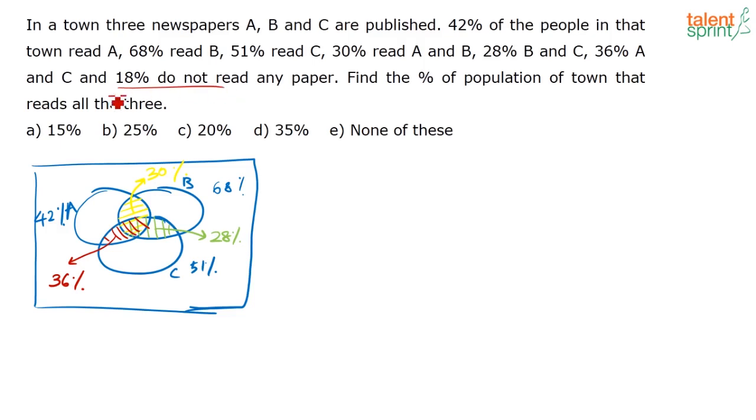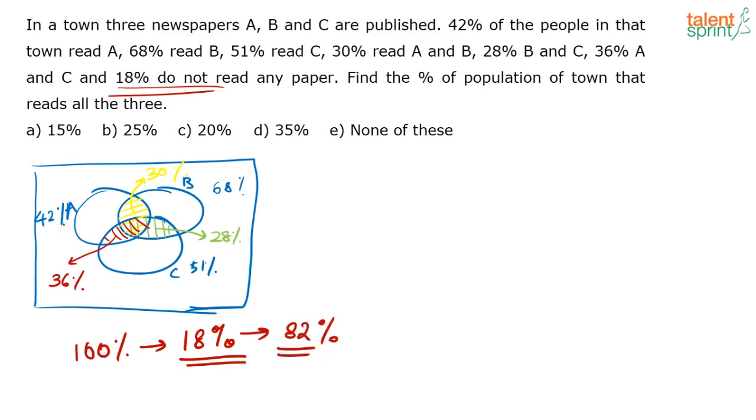That is one important thing that you have to see in this question. If there are totally 100% people in a place, or 100 people in a place, out of that 100, only 18 people or 18% don't read any newspaper. So how many people read newspapers? 100 minus 18, or 82% read newspaper. So there are 18% of people who don't read the newspaper, and the remaining 82% is represented by these 3 circles.